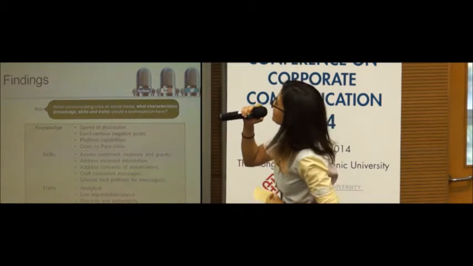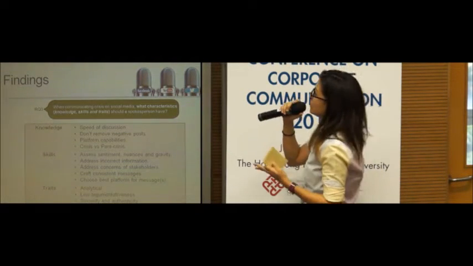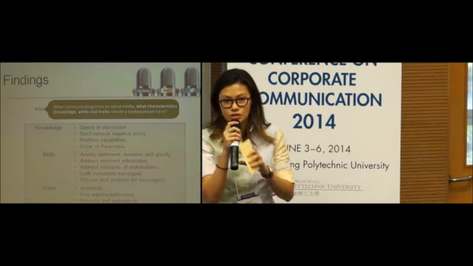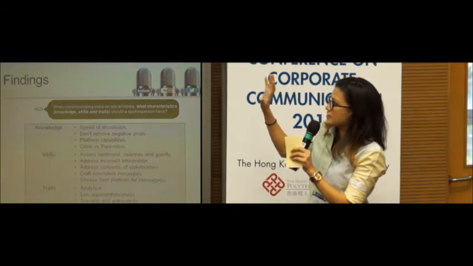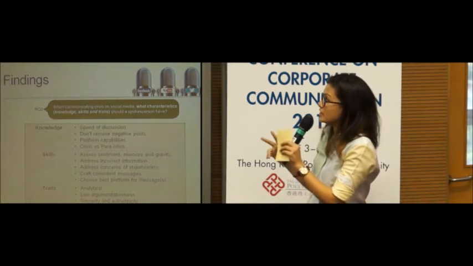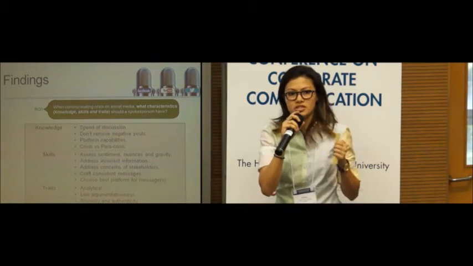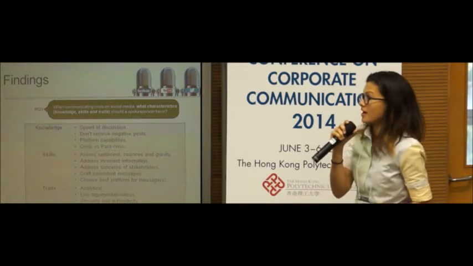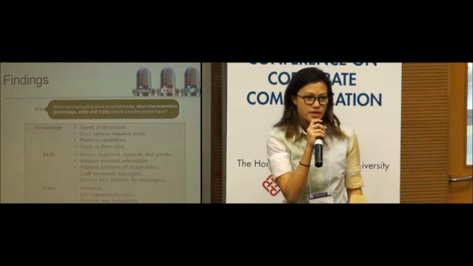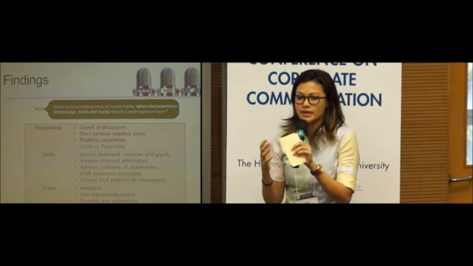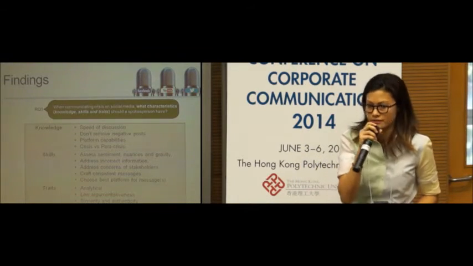So for RQ3, when communicating crisis on social media, what characteristics, like the knowledge, skills, and traits, should a spokesperson have? So if you remember Tim Coombs' framework, we managed to identify the different factors that contribute to the framework, the knowledge, the skills, and the traits. I'll go through a little bit of the highlights of each. For knowledge, we talked about speed of discussion. We know that it needs to be fast on Facebook, on Twitter. You must not remove negative posts because then you're just whitewashing over what needs to be actually shown. You're ignoring the concerns of the people.